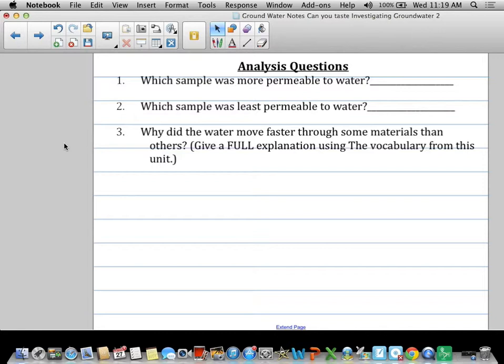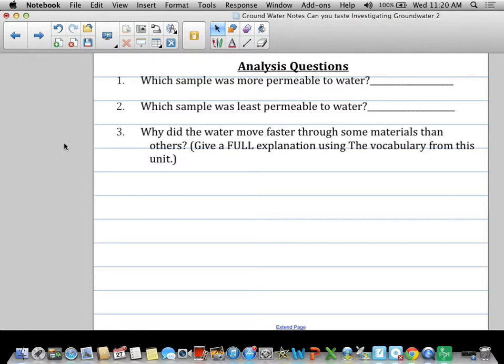Because the gravel is more porous, meaning that it has more space so the water has more space through it. Good. So the gravel provides more space. Which sample was least permeable to water? Clay. Why? Because the water could barely go through it.